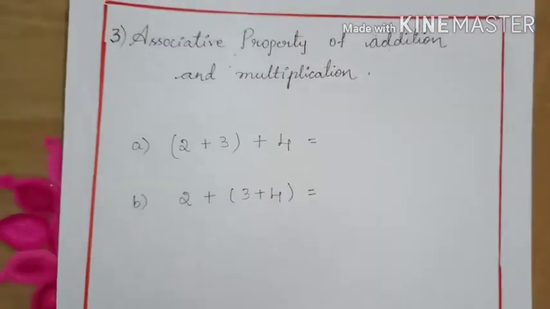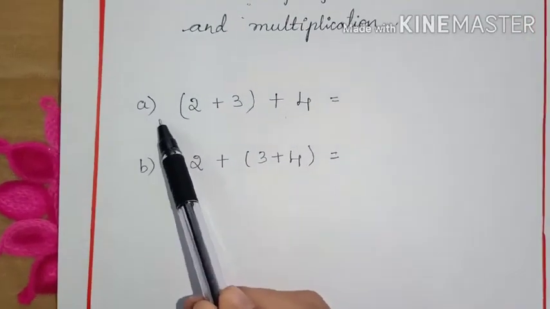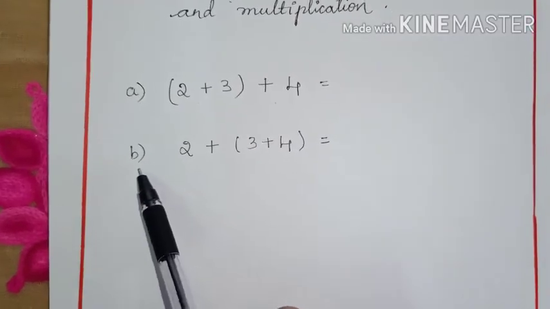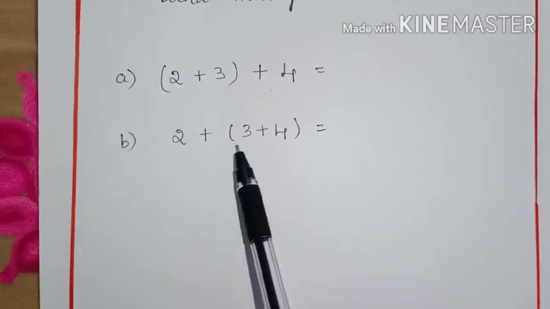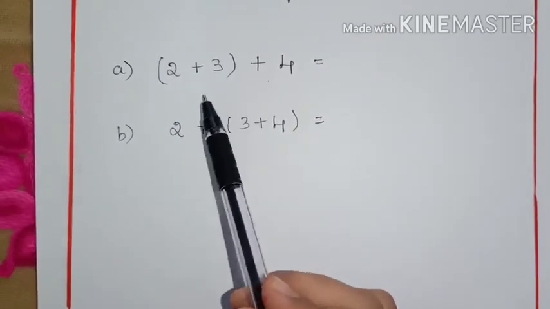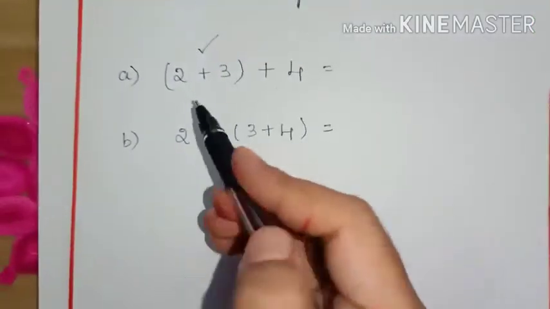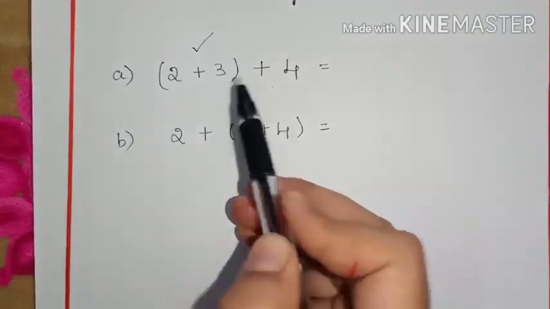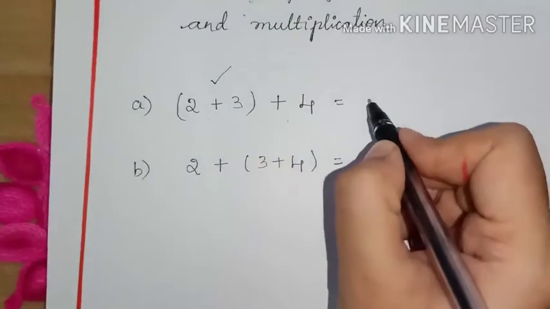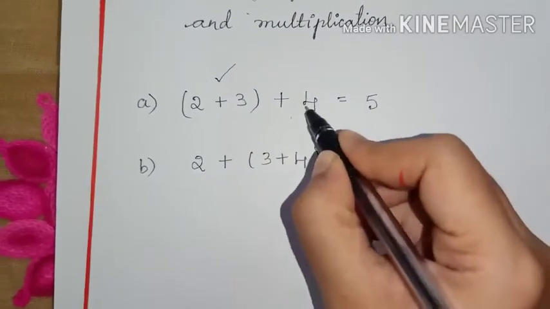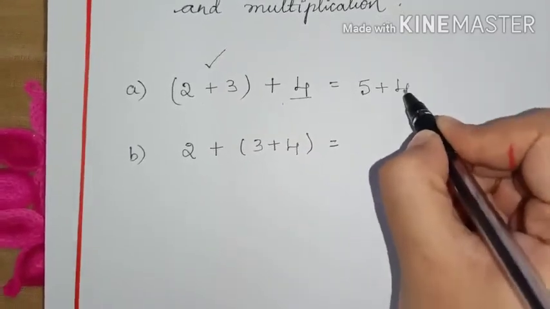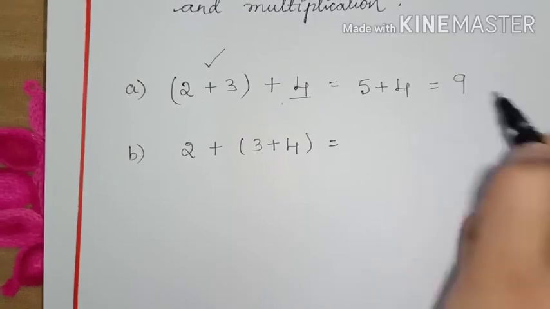See the example here. Can you see 2 plus 3 plus 4, and the next one is also 2 plus 3 plus 4. In A, you can add 2 plus 3 first. So what is inside the bracket that you should add first? 2 plus 3 is 5, right? Then add the remaining part, that is plus 4. 5 plus 4, the answer is 9.